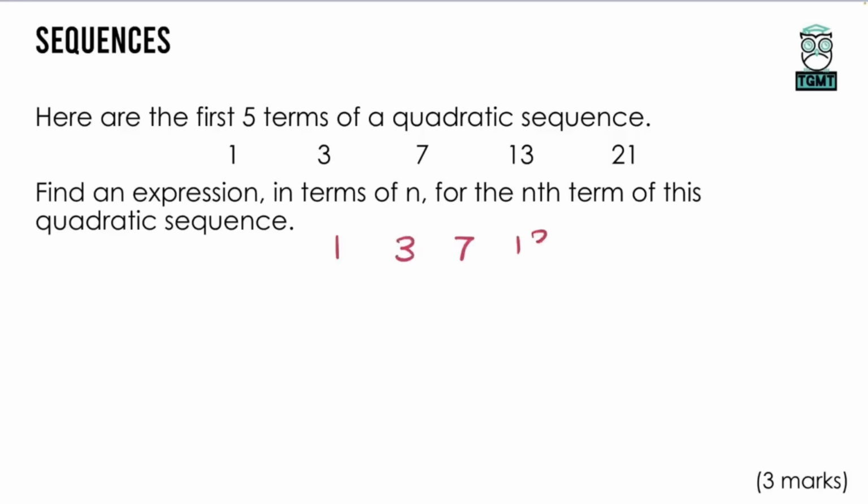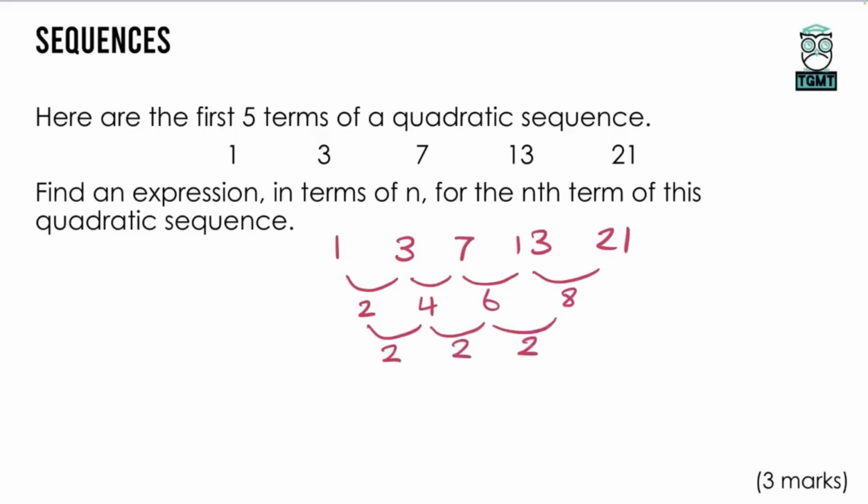I know some people learn a formula for this, but I use the logical approach. So over to here, we're going to have a look at what the difference is between these terms. Now in the first instance it's 2, then it's 4, then it's 6, and then it's 8. Which means that there is a second difference to this sequence. The first is 2, and then 2, and then 2.